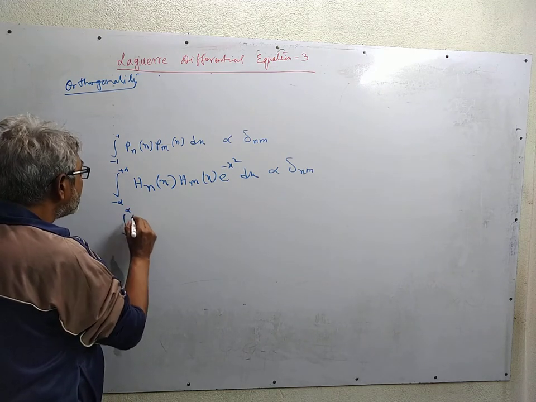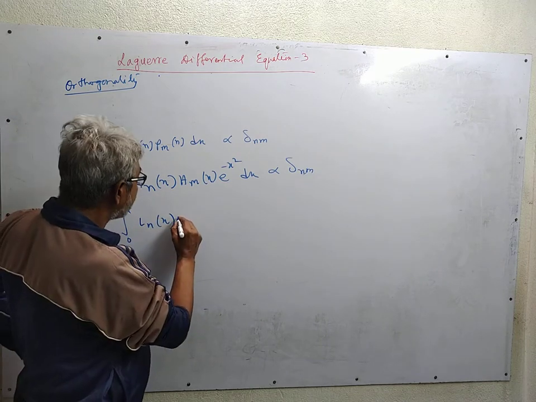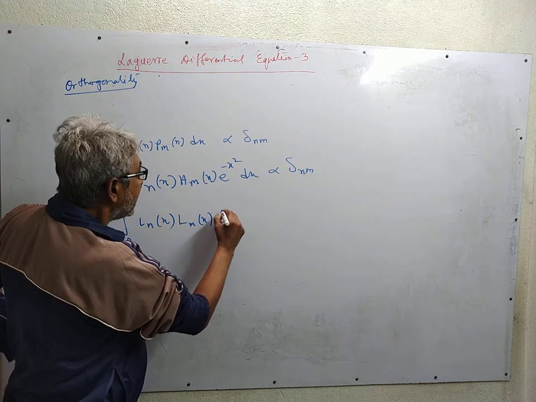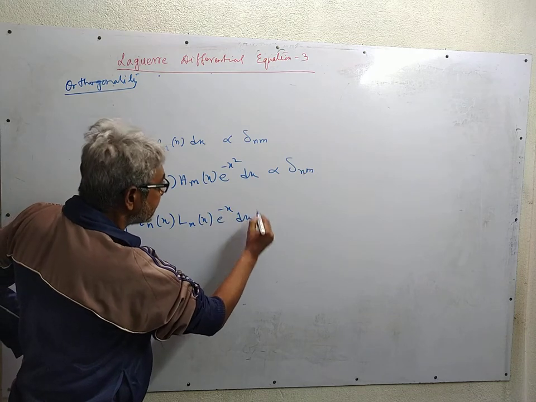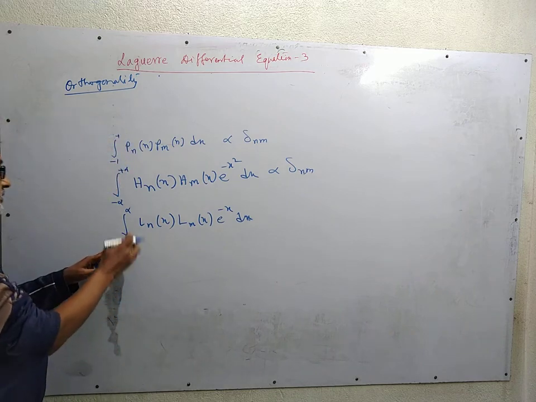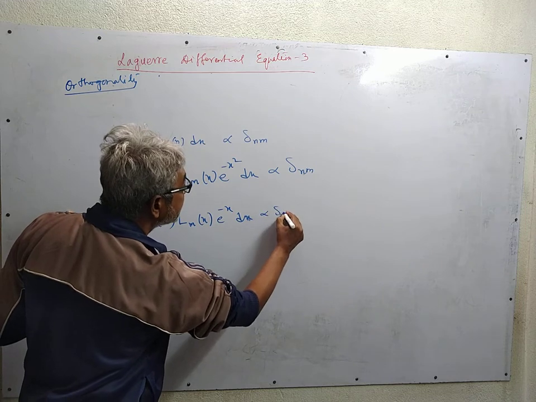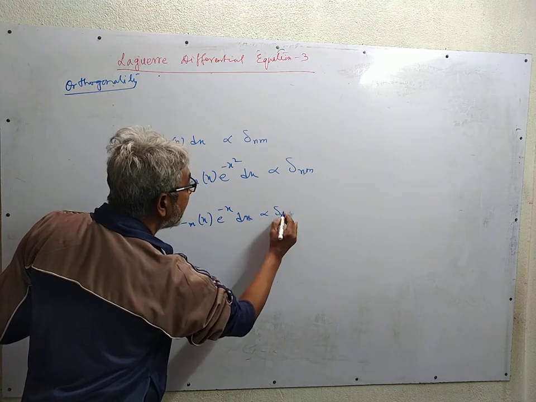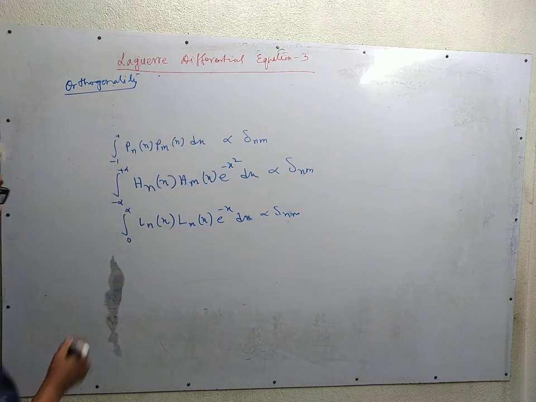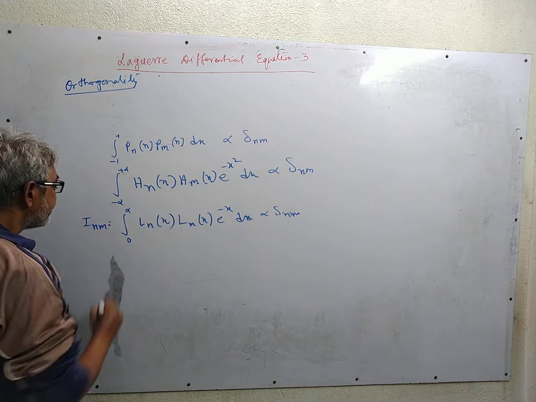It comes out that the Laguerre polynomials Ln of x, Lm of x have an orthogonal relation in the interval 0 to infinity with respect to weight factor e to the power minus x. So this is what we mean by the orthogonality. Our aim is to find out this, and we call this integral Inm.